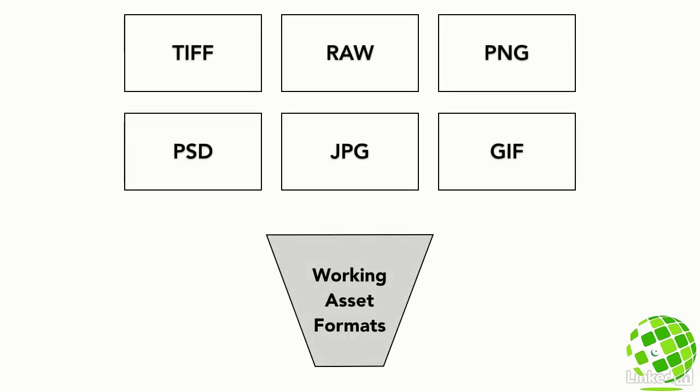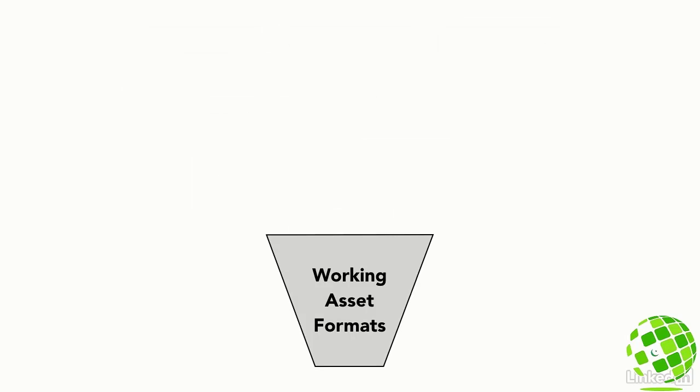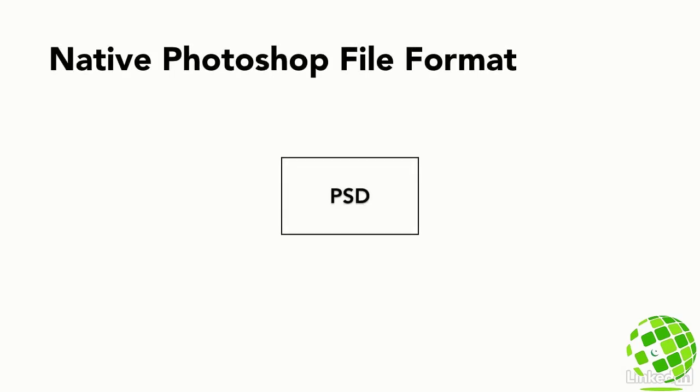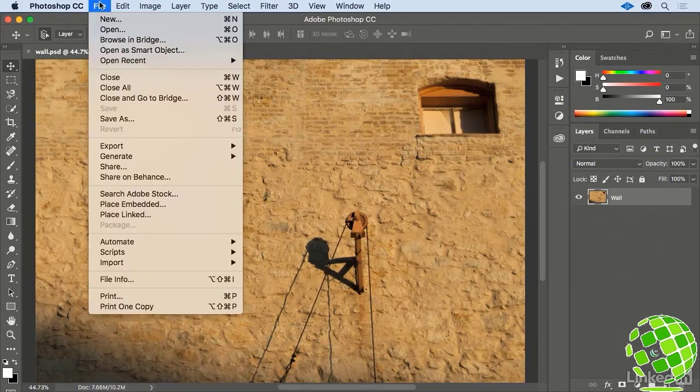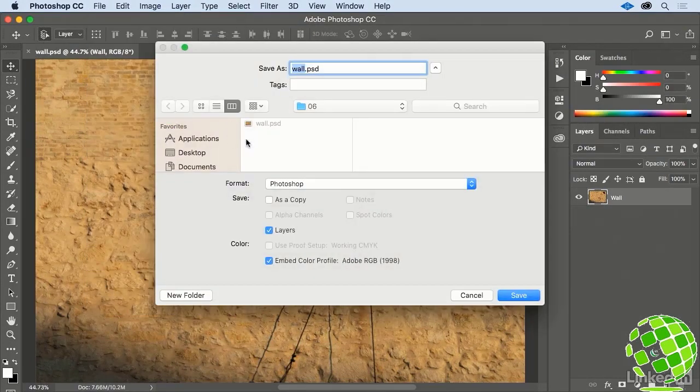The next bucket is your working file types. These are the images that you're making changes to inside of Photoshop. Now, Photoshop can open and work with just about every image type that you can find, but its native Photoshop file type, or PSD, is going to give you the most flexibility when working with your images. So I'd suggest getting in the habit of opening your capture images in whatever file type that they happen to be in, and then immediately saving a copy of them in the PSD format by going to File, Save As, and making sure Photoshop PSD is selected.